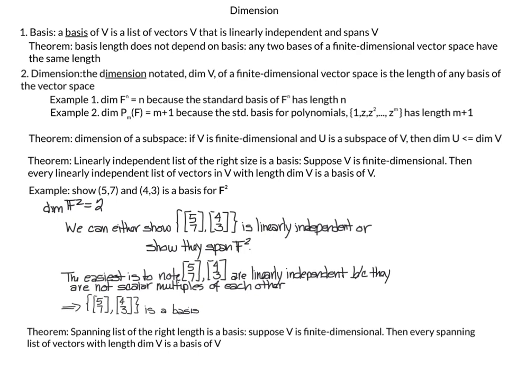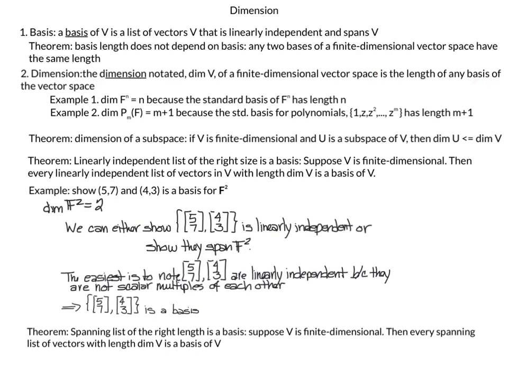To review what we have covered in this video, we talked about dimension of a vector space. We started by reviewing the idea of a basis of a vector space, and that's a list of vectors in the vector space that is linearly independent and spans V. We had this theorem that says basis length does not depend on the bases. In other words, any two bases of a finite dimensional vector space have the same length or the same number of vectors in them, which leads us to the definition of dimension. The dimension of a vector space, noted dim of V, of a finite dimensional vector space is the length of any basis of the vector space.